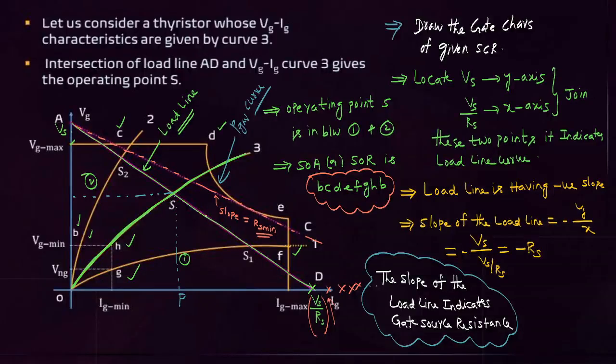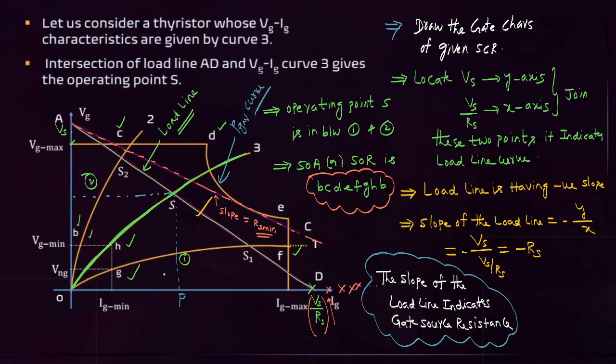Then by finding the operating point, how to find the operating point, no need to remember. From this, I have written some observations that you have to concentrate on. The operating point is always in between 1 and 2 only. This line is called the load line.